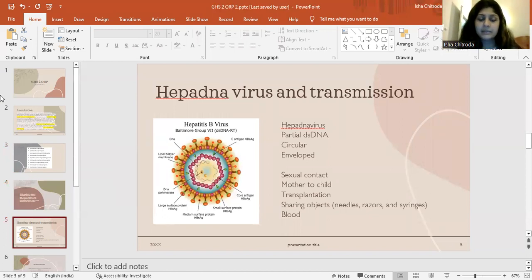So hepatitis B comes in a class or family of virus called the hepadnavirus. It is a partial double-stranded DNA, circular, and it's enveloped. So the transmission is from either sexual contact, from mother to child, from transplantation, sharing objects such as needles, razors, syringes, and also by blood, like blood transfusion and things like that.